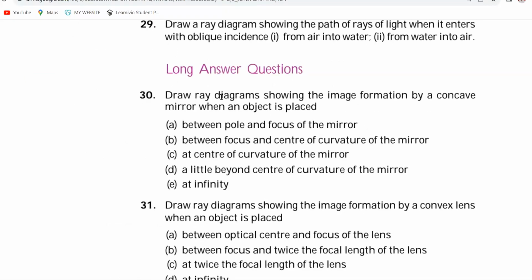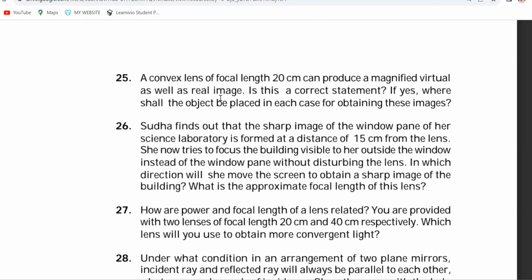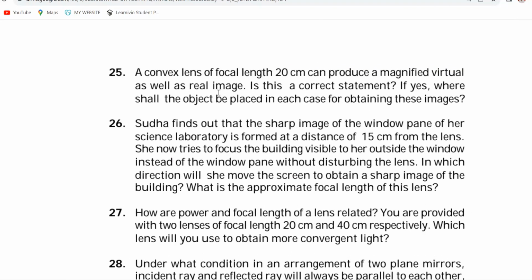Okay, do this question. A convex lens of focal length 20 produces a magnified virtual as well as real image. Is the statement correct? If yes, where shall the object be placed in each case for obtaining these images? So this is the same question being given to you, and the object distance is being asked.